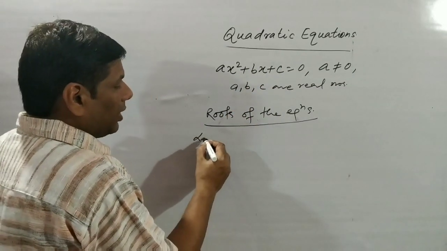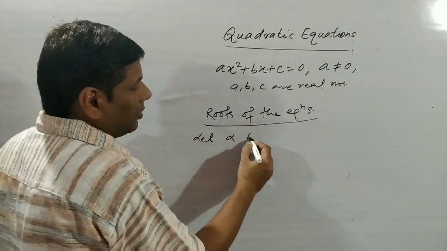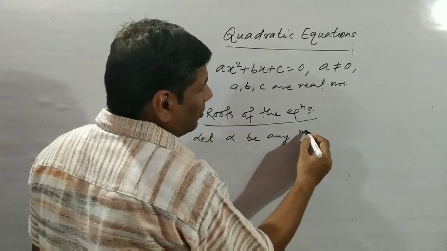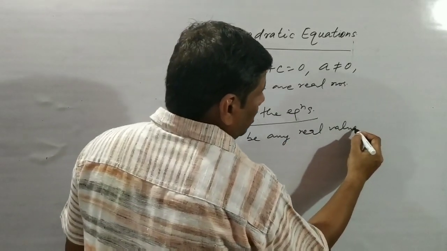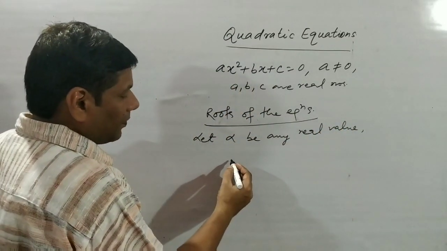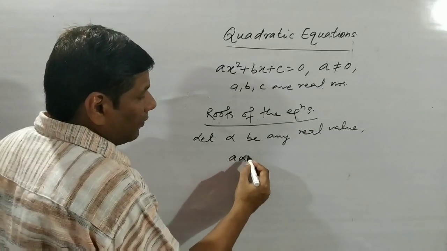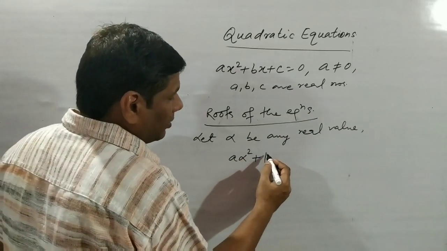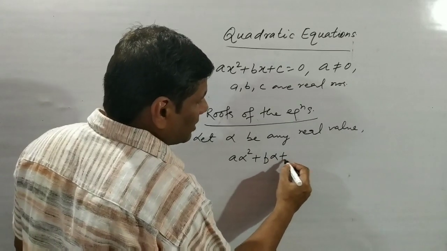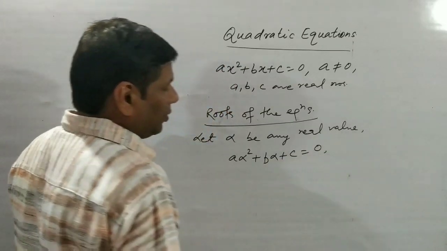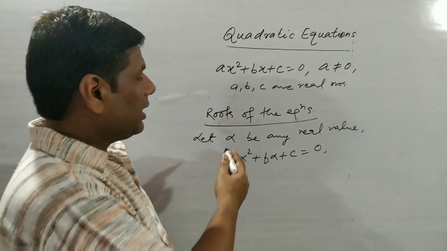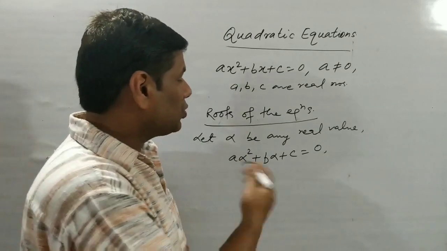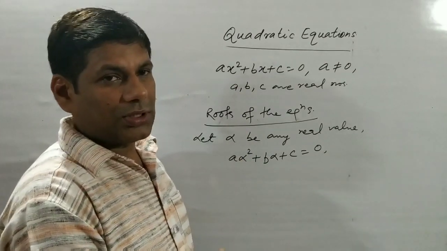Suppose alpha is any real value. If it satisfies a alpha square plus b alpha plus c equals 0, then we can say that alpha is a solution or root of this quadratic equation.